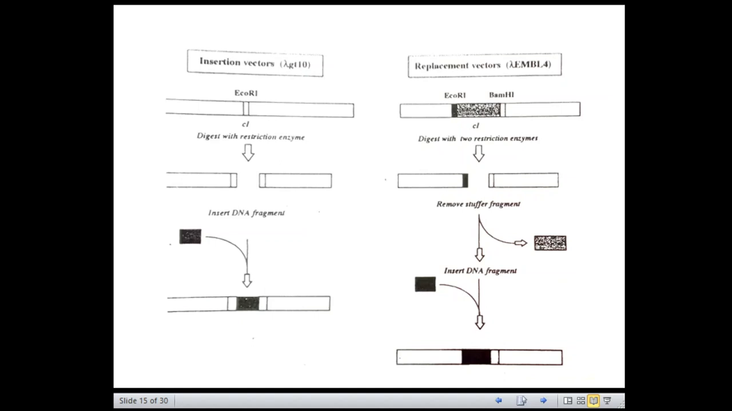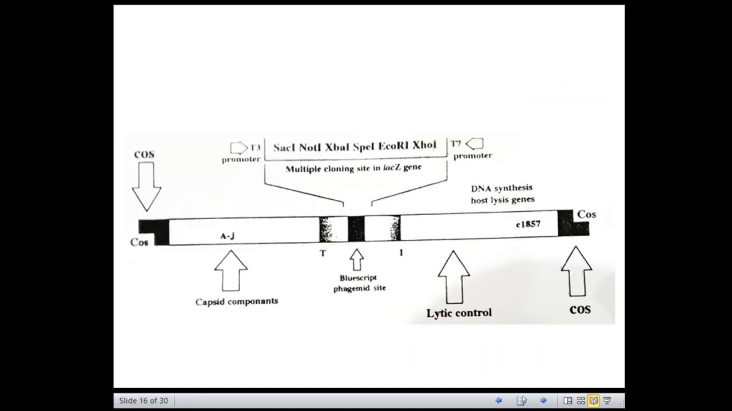Now the central stuffer fragment is replaced by inserting foreign DNA between the arms to form a functional recombinant lambda phage. Right? So the most notable example of a replacement vector is given over there, lambda EMBL4. And we do have another replacement vector, that is lambda ZAP.